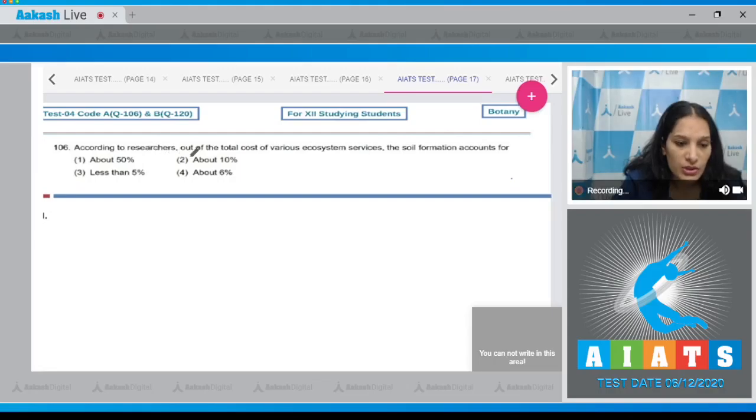According to the researchers, out of the total cost of various ecosystem services, the soil formation accounts for about 50%. It's a memory-based question. You need to just remember it. So the correct option for the given question is option number one. Let's see the next question.